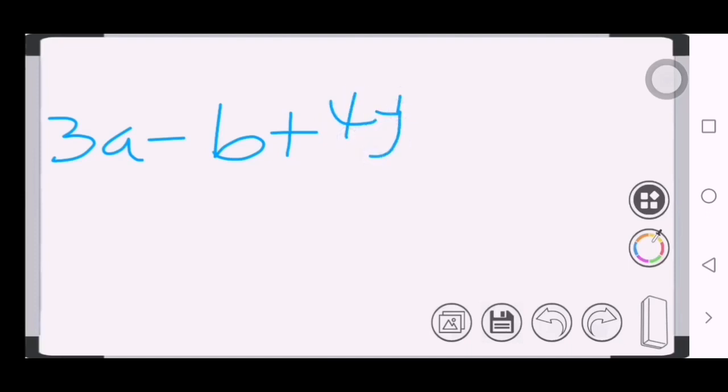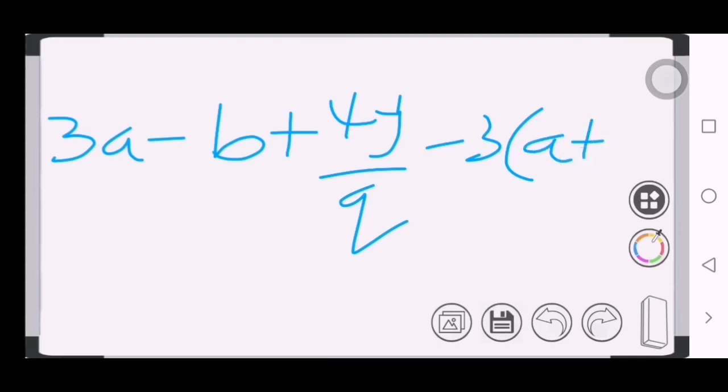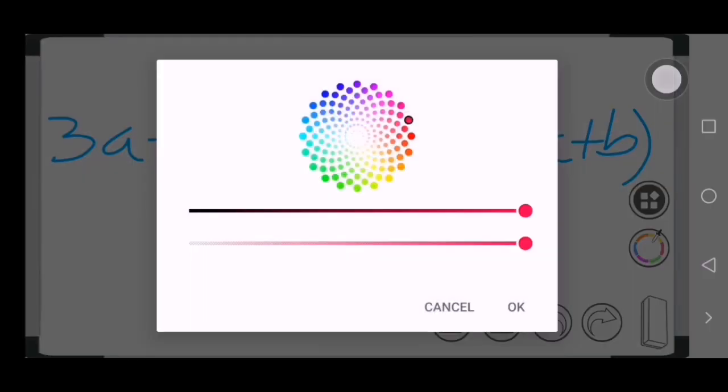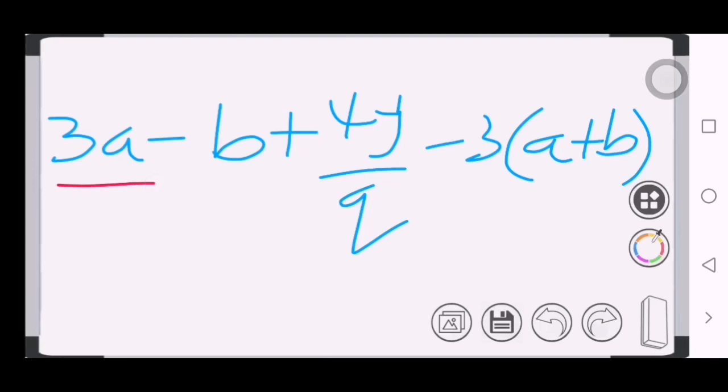And the last one, number 6, we have 3a minus b plus 4y all over q minus 3 into bracket a plus b. All right. So we're checking the number of terms we've got here. We have 1, 3a. We have 2, which is negative b.